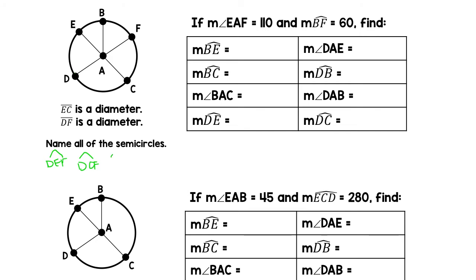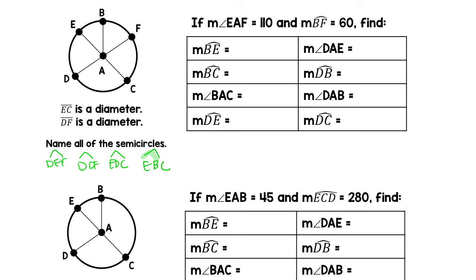We know that arc EDC is a semicircle on this half. Then for the last one, we'll do the opposite way, EBC. Oh, that's the wrong button, arc EBC.